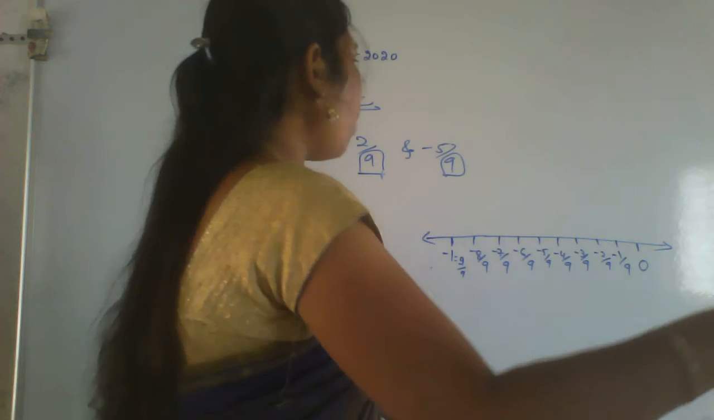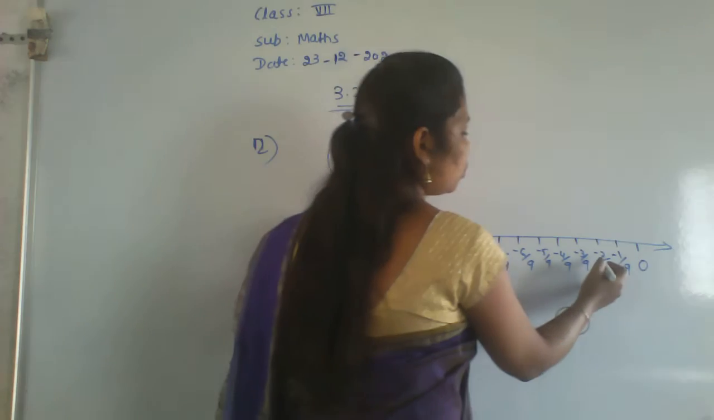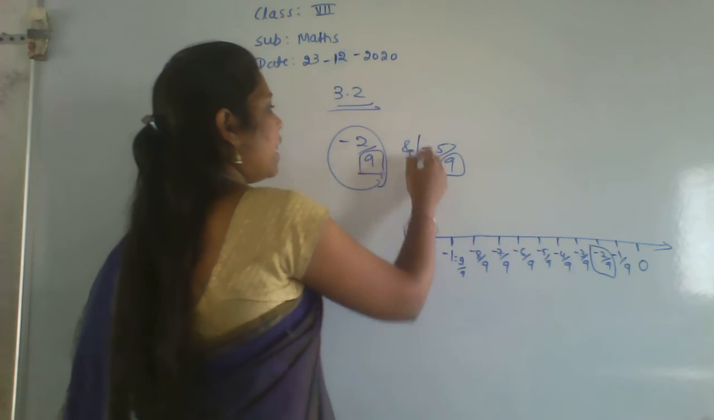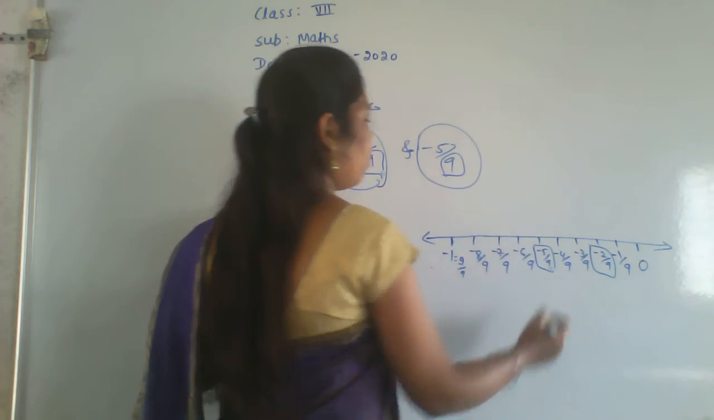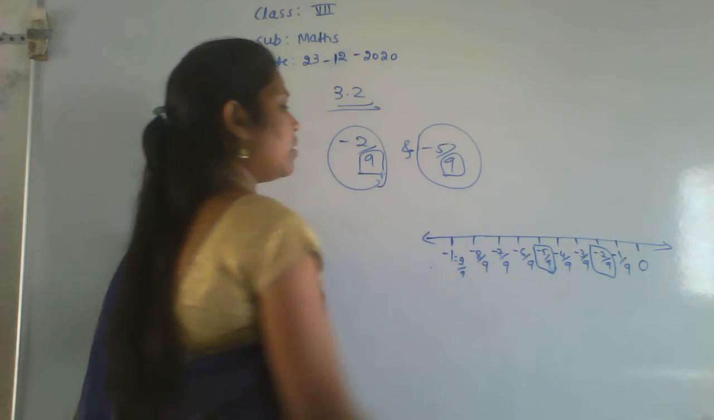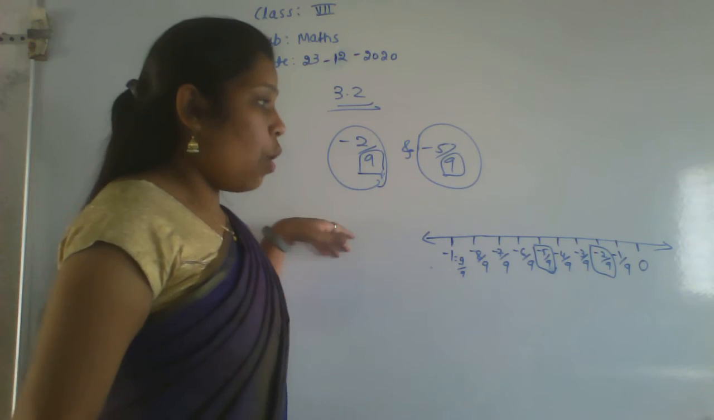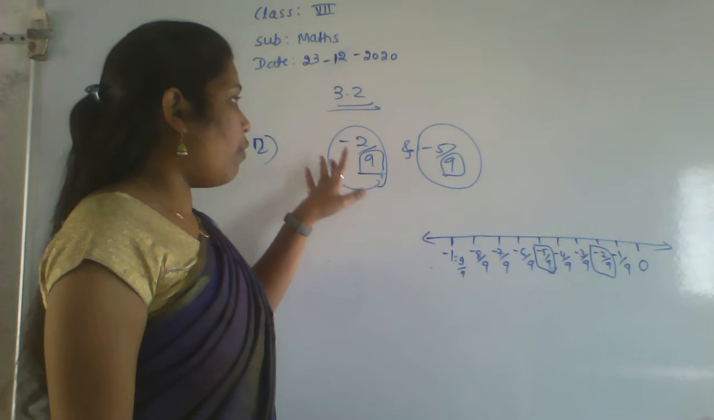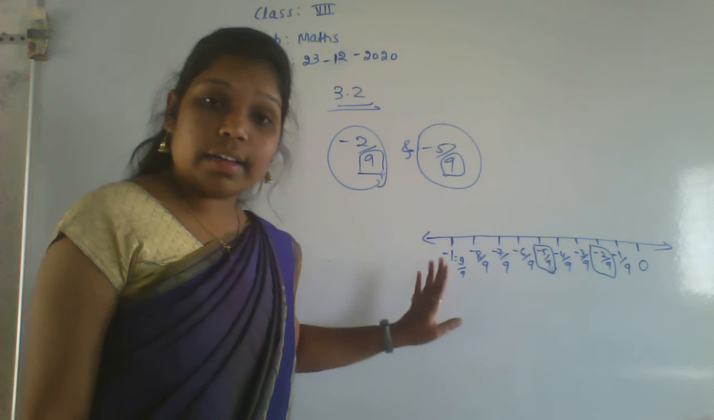Okay. They told us to represent minus 2 by 9. Where is minus 2 by 9? Here. This is minus 2 by 9. And minus 5 by 9. Where is minus 5 by 9? Here. Minus 5 by 9. Okay. So this is the representation of the given rational numbers on the number line.